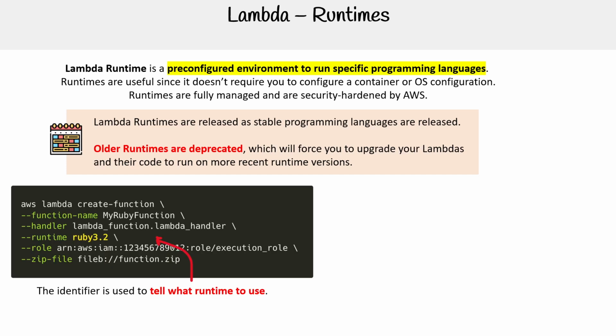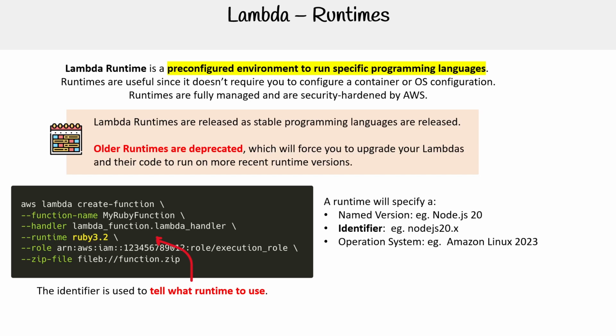But here's an example of us choosing our runtime while launching a function. And you can see here we're using runtime Ruby 3.2. A runtime will specify a named version. So here we have Node.js version 20, an identifier, which is what we use programmatically. You can see that there on the left-hand side. The runtime we're providing there is the identifier, not necessarily the name. It will have a specific operating system it uses, and you'll have to look that up to see which one.